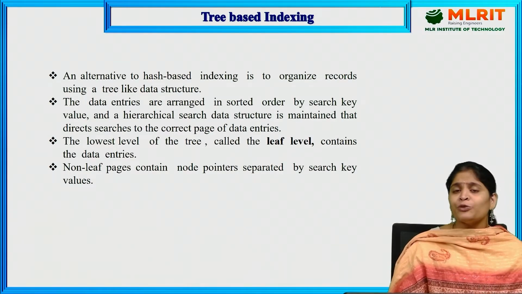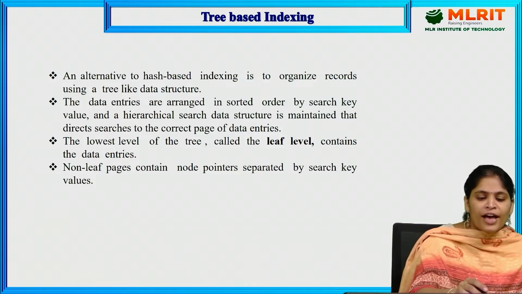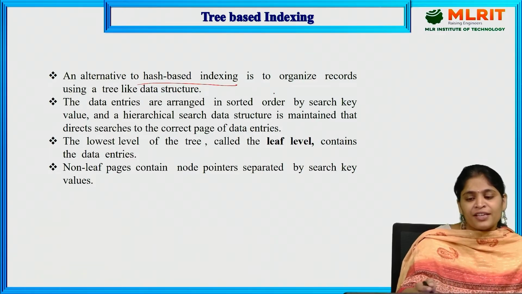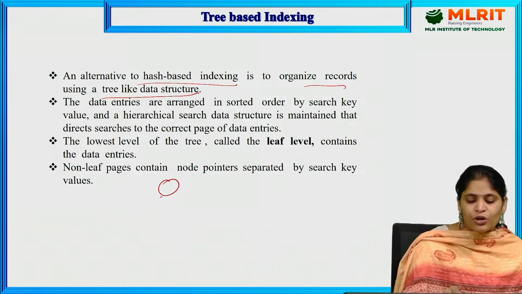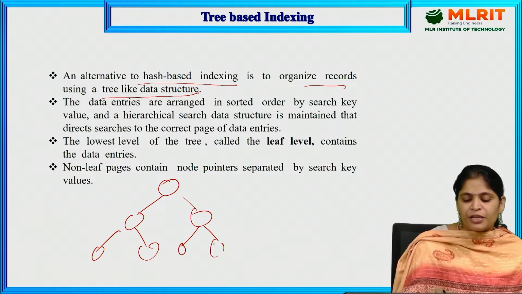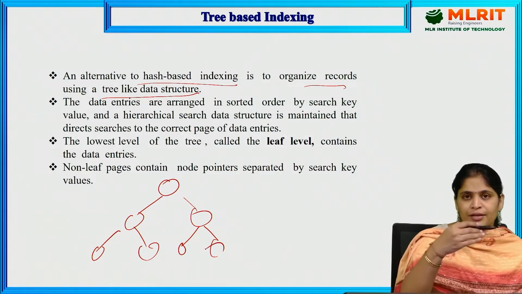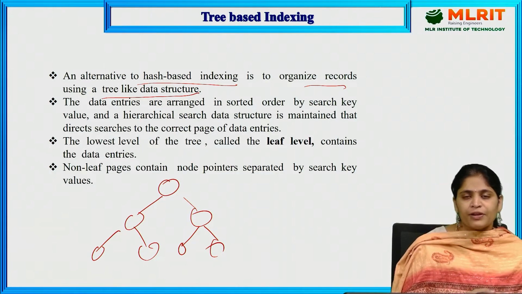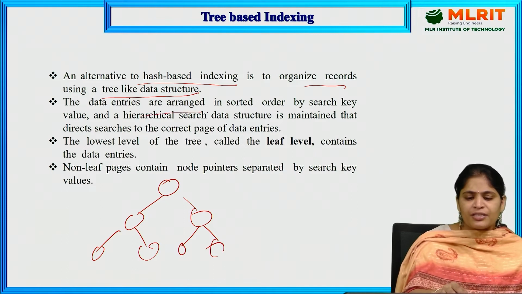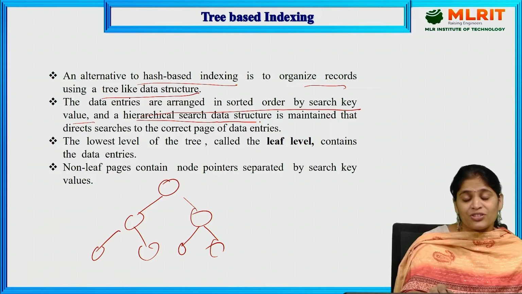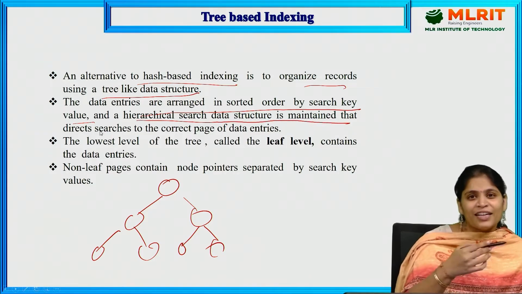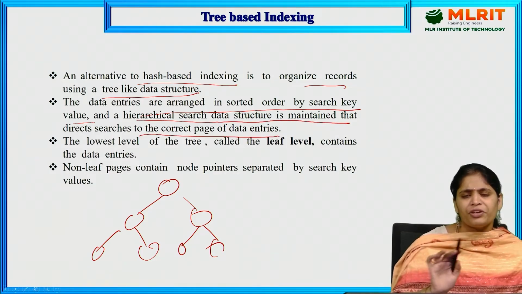Next, coming to tree-based indexing. An alternative to hash-based indexing is to organize records using a tree-like data structure. This is the root node, these are internal nodes, and some levels and hierarchy are maintained here. The data entries are arranged in sorted order by search key value, and a hierarchical search data structure is maintained that directs searches to the correct page of data entries.